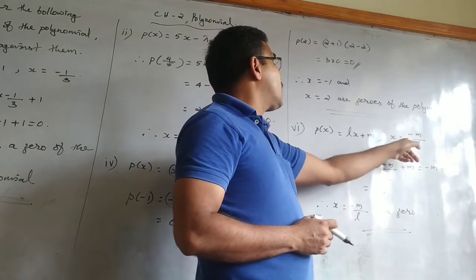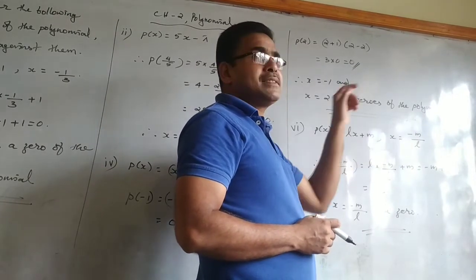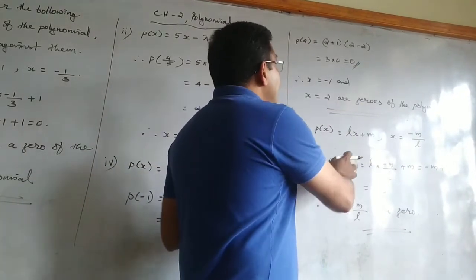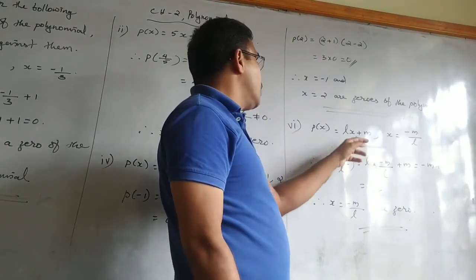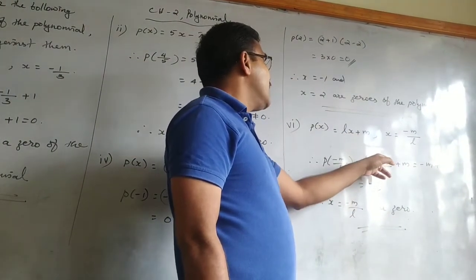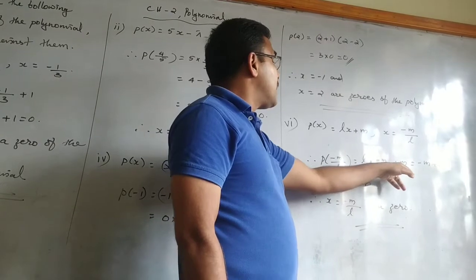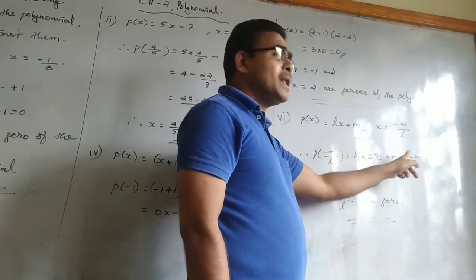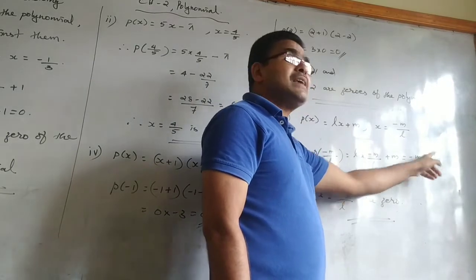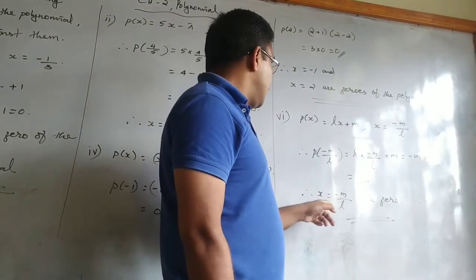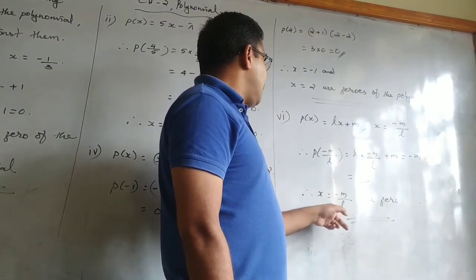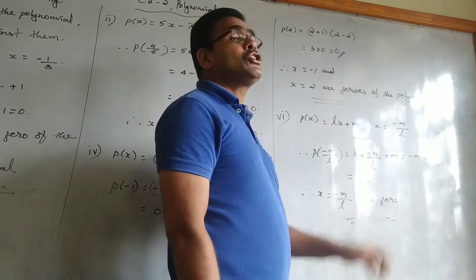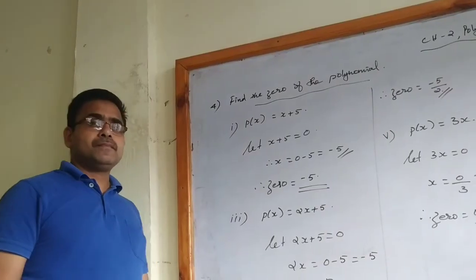Now see, x equal to minus m by L is given. Now see, P of minus m by L equal to L into, instead of x we write minus m by L, plus m. See, L and L cancel. Now remaining minus m plus m, which equals 0. That's why we can say x equal to minus m by L is a zero of the polynomial.